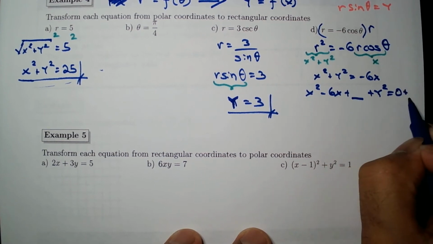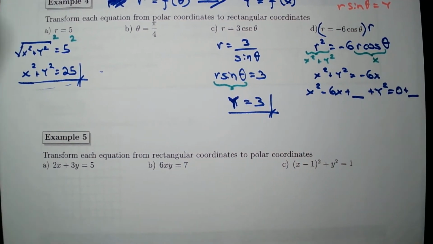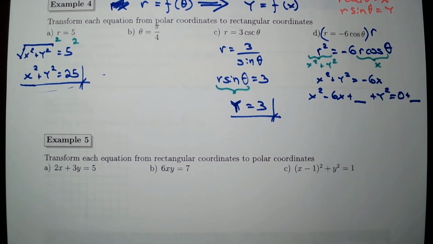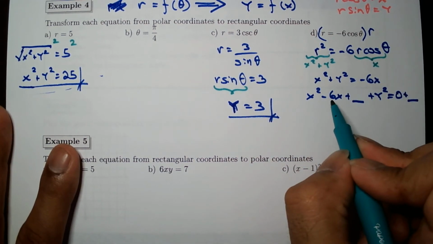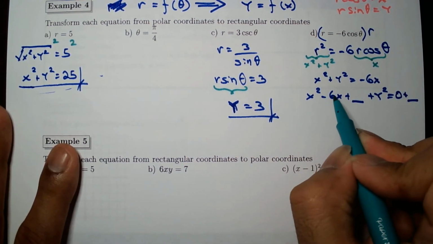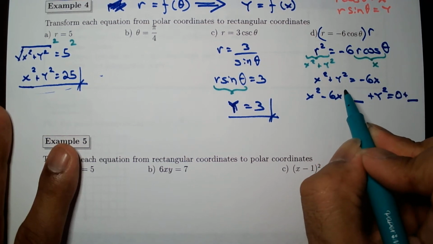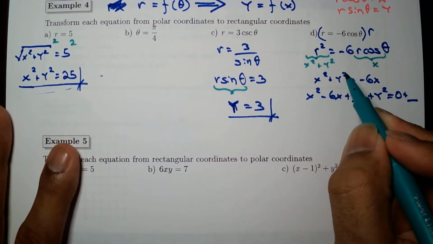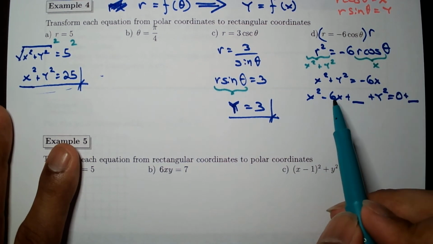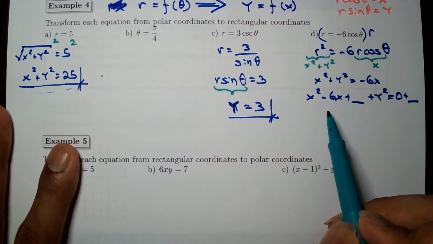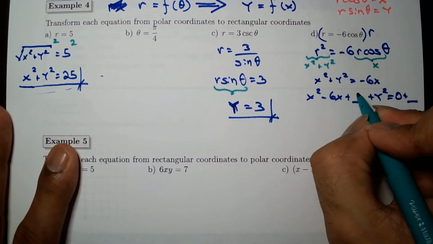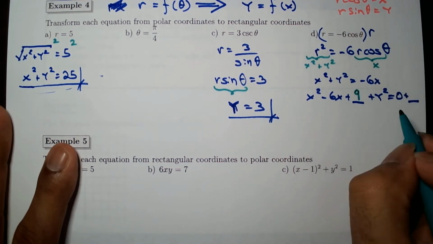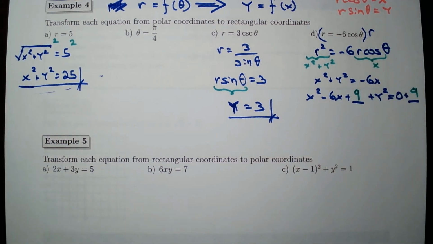But because I'm adding a blank, I have to add the blank to the other side of the equation as well. But what are those blanks for? Well, if you're thinking of completing the square, that is correct. To complete the square, we divide the coefficient of x to the first power by 2 and then square that number. In this case, negative 6 divided by 2 is negative 3. And negative 3 squared equals positive 9.